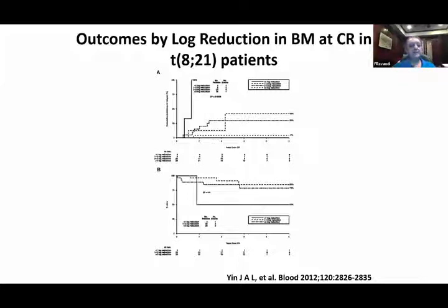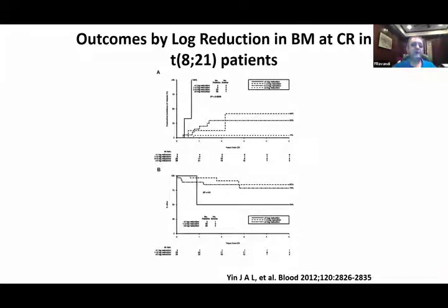Other leukemias, such as core binding factor leukemias, inversion 16 and t(8;21), also have detectable fusion transcripts. And these have also been used for assessing residual disease. This is in the case of t(8;21), again from data from the UK, showing that if you can detect residual disease at the end of induction and consolidation, you're much more likely to relapse and you have a worse outcome.